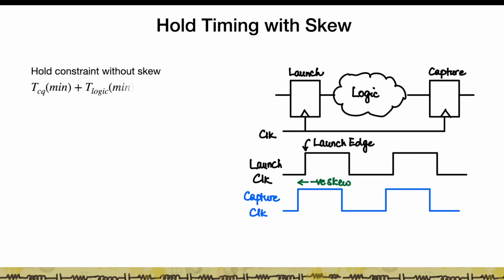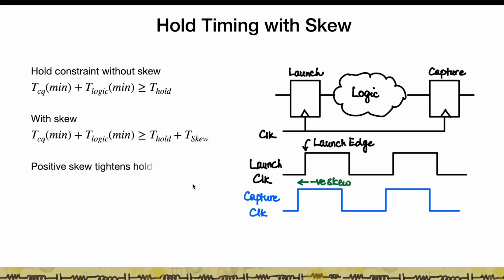Now here's where skew becomes a double-edged sword. The same positive skew that helps setup timing tightens the hold timing. Hold timing checks the minimum path delay. It asks, does the data change too quickly after the launch edge, potentially corrupting what the capture flip-flop just sampled? With a positive skew, the capture clock arrives later, but the launch edge hasn't moved. The capture flip-flop is still in its hold window when the new data is already propagating through. More skew means a wider hold window to satisfy.